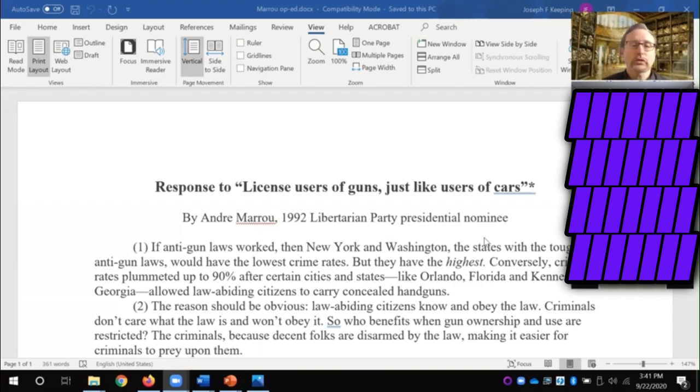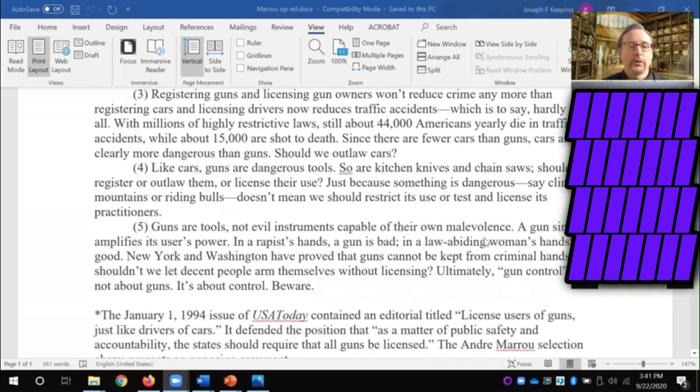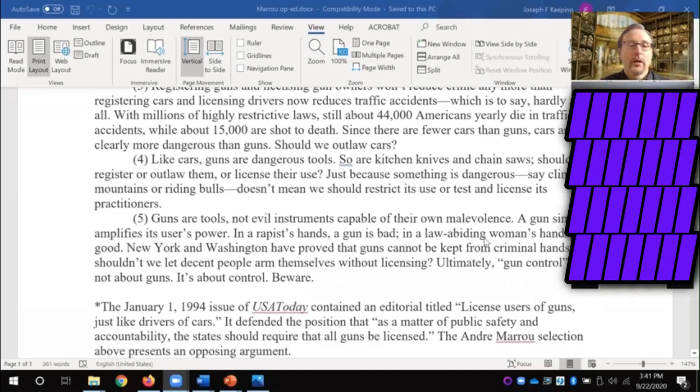Okay. Let's go back to the footnote. USA Today editorial titled Licensed Users of Guns Just Like Drivers of Cars. The Andre Maru selection above, what we're reading, presents an opposing argument.